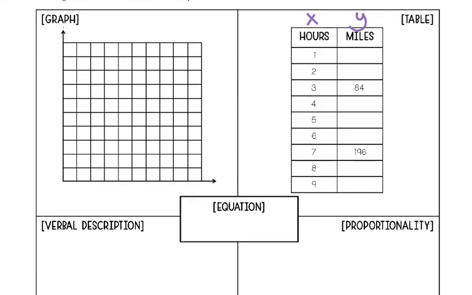So off to the side, I'm going to take this y value, 84, and divide it by an x value, 3. So I have these in the table already. So I'm going to do y divided by x to get my unit rate.